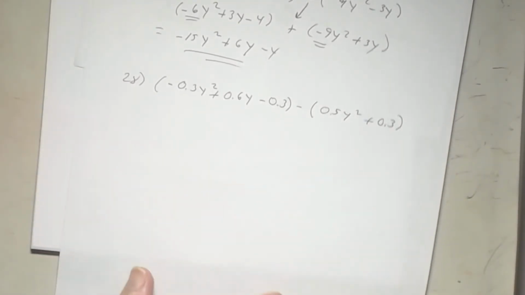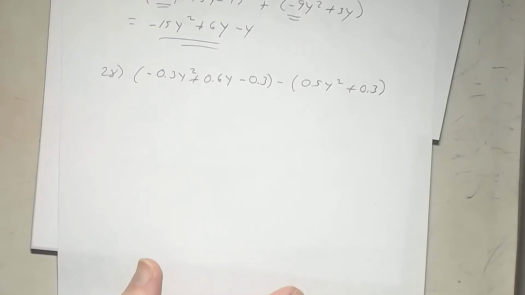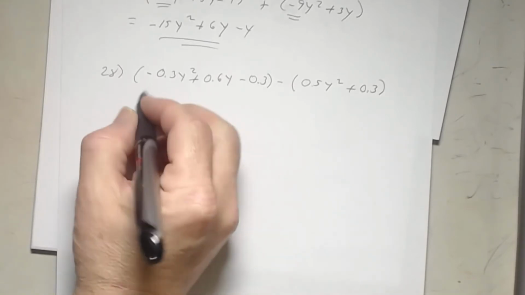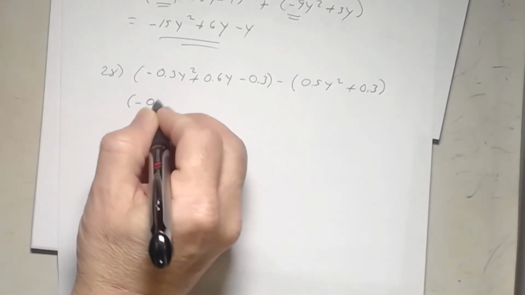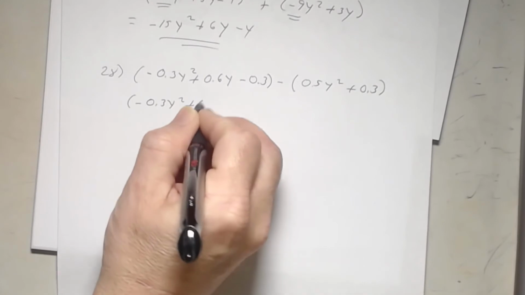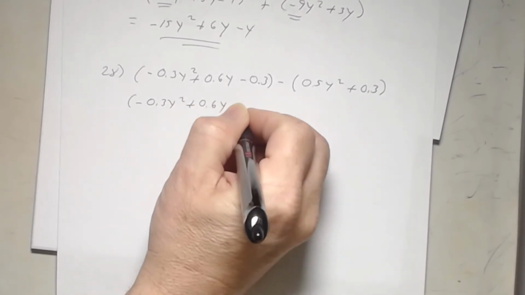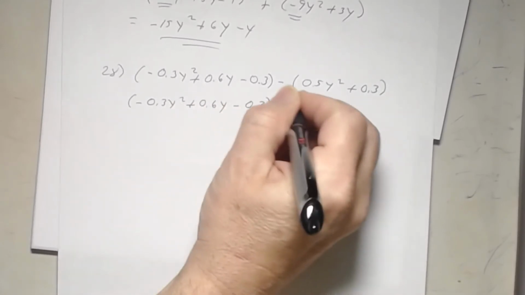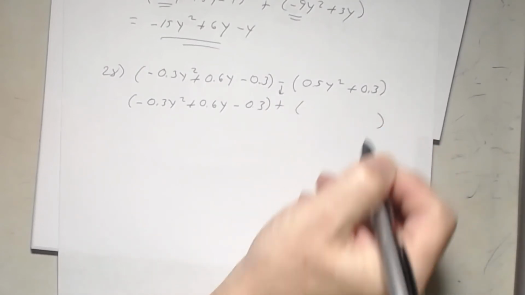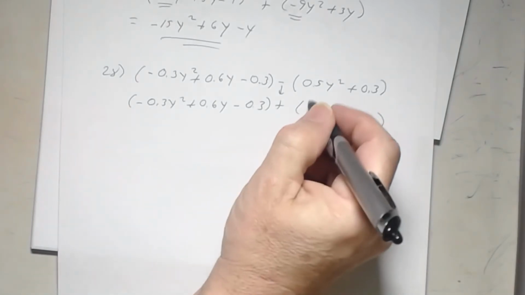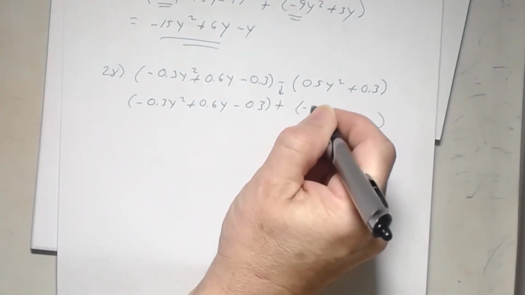All right. Okay, so what's the first thing you're going to do? Rewrite it as an addition problem. So you get negative 0.3y squared plus 0.6y minus 0.3, and then you're going to add the opposite. So when I add the opposite, what does that second polynomial become? Negative what?